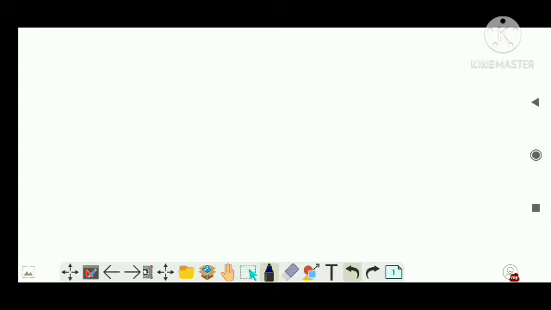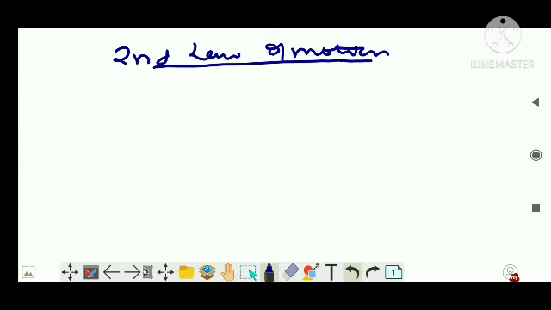So today we'll be starting with the portion from the second law of motion, which I have started a little bit, and after that only we talked about momentum, etc. Right? So here we are going to deal with the second law of motion in detail.